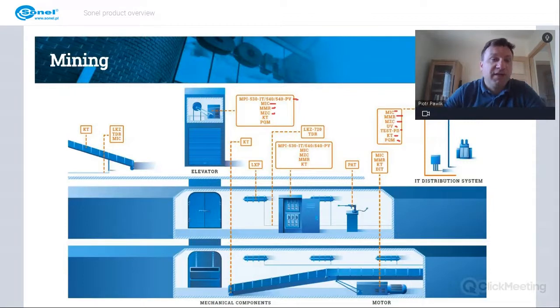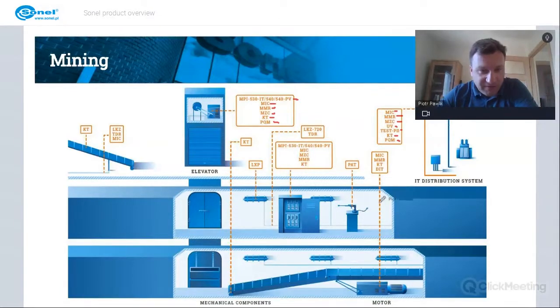Further on, we can check if there are any mechanical components on the elevator which are overheating using thermal imagers of KT series. And we can check the power quality using the PQM meters. Again, the elevators are some special type of load. Okay, so with the elevator, we go under the ground.